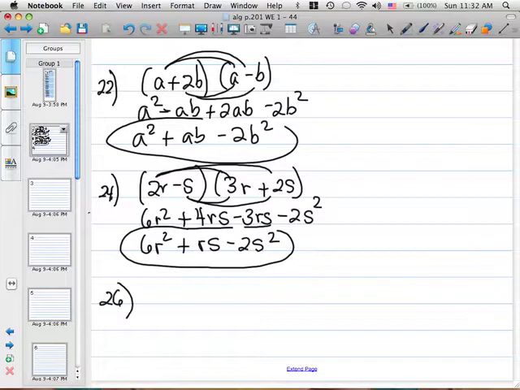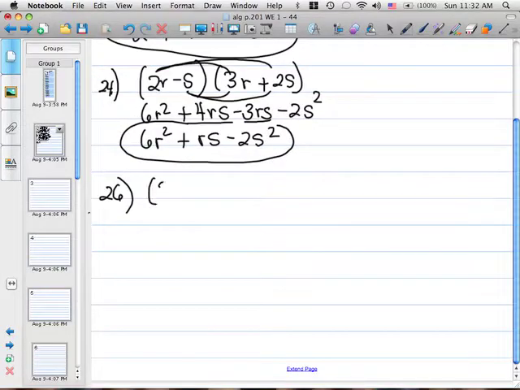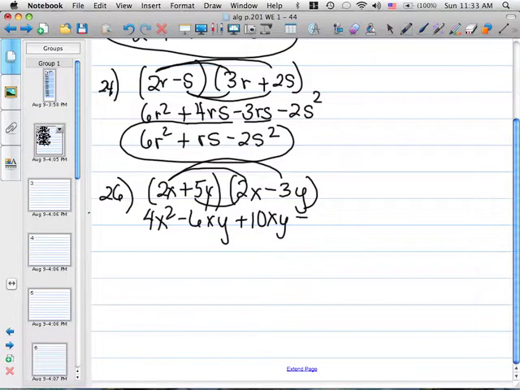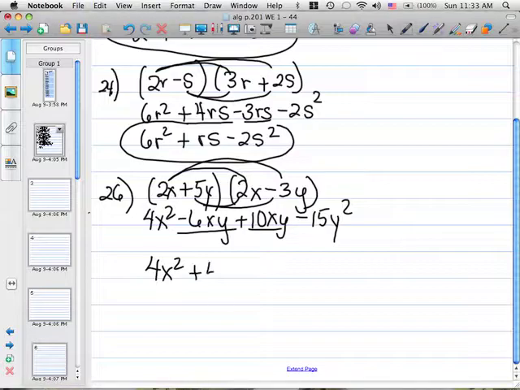Number 26, you have 2x plus 5y times 2x minus 3y. First terms, 4x squared. Outer, negative 6xy. Inner, plus 10xy. Last, negative 15y squared. Bring down the 4x squared, collect the like terms, a negative 6 and a positive 10, positive 4xy, and bring down the negative 15y squared.